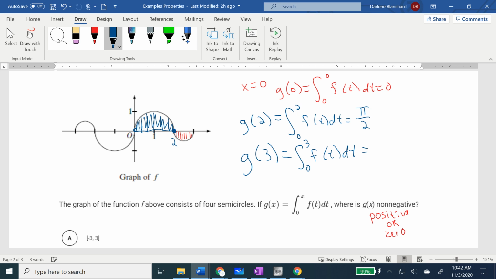And I can take where I left off at pi over 2 and then subtract all the area I would be getting. The radius is 1/2. So pi r squared, and then divided by 2, I'm going to get a pi over 8. I want you to take a good look at that and realize that g of 3 is positive.